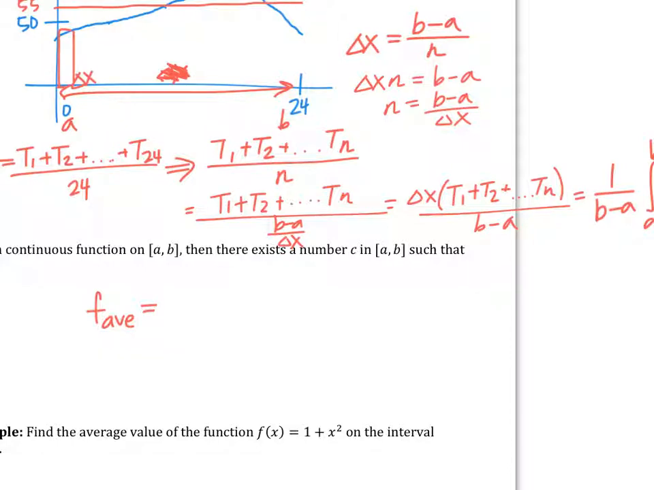The average value of a function is 1 over b minus a of the integral from a to b of f of x dx. So if you have this function and you want to figure out where the average is, you find the area under the curve and divide it by the length. So what is the length of that interval? Are you guys okay?